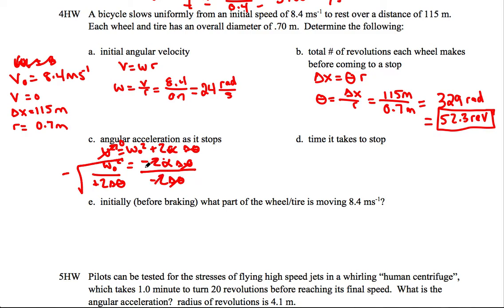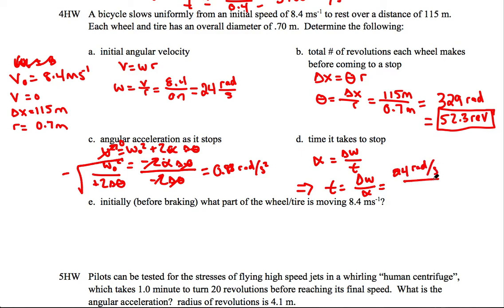And so that cancels out there, and I get an alpha equal to 0.88 rad per second squared. Now the time: alpha is equal to change in omega divided by time. So if I rearrange that for time, time is equal to change in omega divided by alpha, and my change in angular velocity is 24 rad per second, and I divide that by my acceleration of 0.88 rad per second squared. That gets me a time of a little over 27.4 seconds.